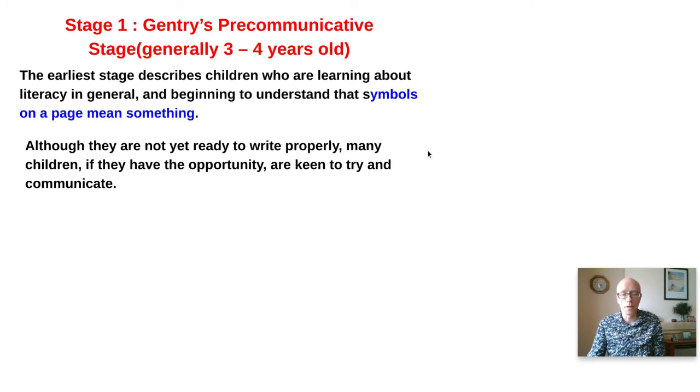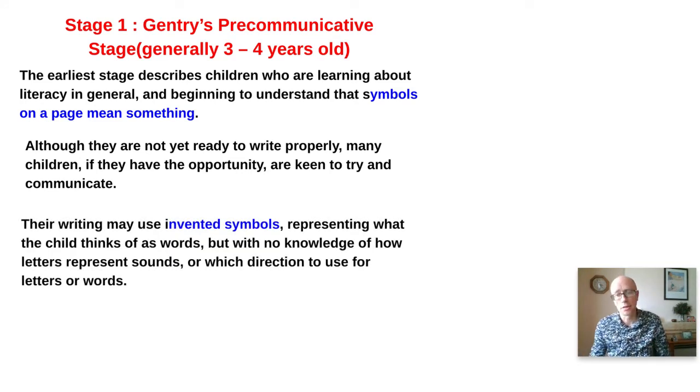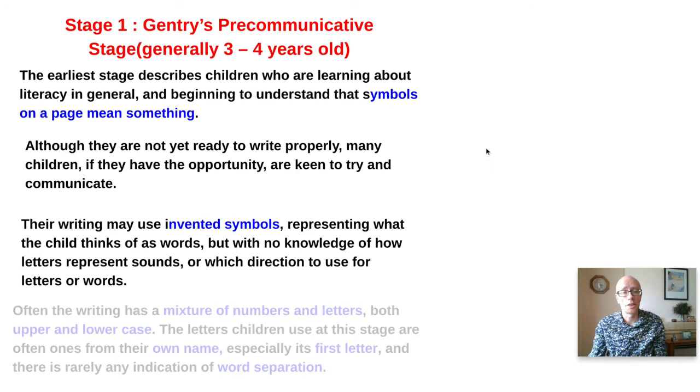And at this stage, there may be a lot of time and effort that's going into bits of writing, which may not mean anything to anybody who's not sitting next to the child. And so the child isn't there to explain what the symbols mean. There may be lots of invented symbols representing what the child thinks of as words, but there's probably no knowledge of how the letters represent sounds, or indeed which direction to use letters or words. So directionality might be all over the place, not only on the line, but also in terms of the letters within individual words. There's probably not even a sense of an individual word at this point.